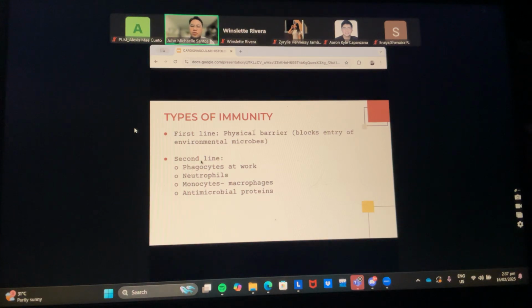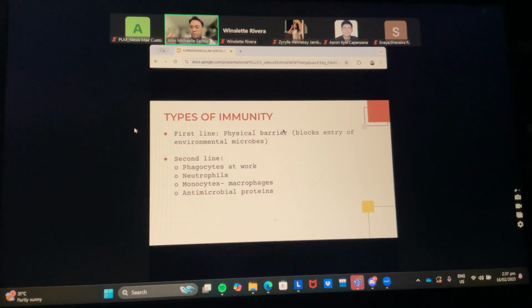So it's considered to be the first line because you have your physical barrier. Ano yung mga physical barrier ninyo? You can have your stomach. Diba? Sa stomach mo, you have your hydrochloric acid production doon, which is a very hostile environment for microorganisms, diba?